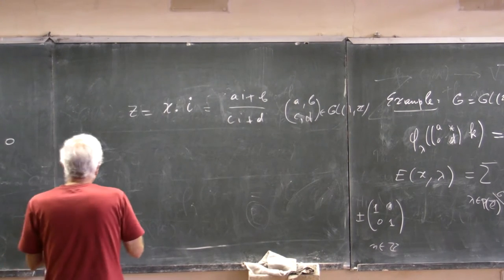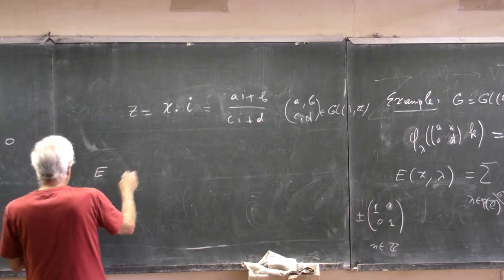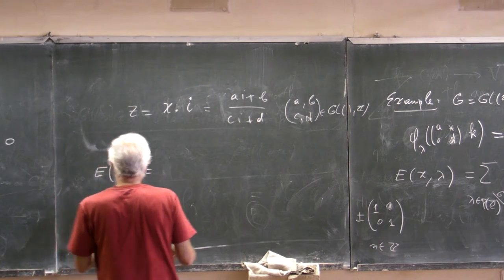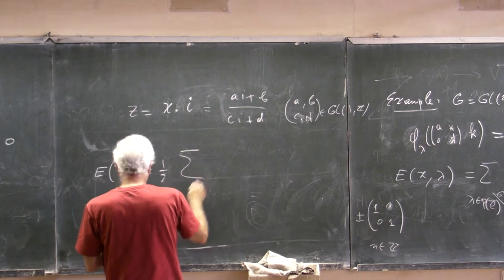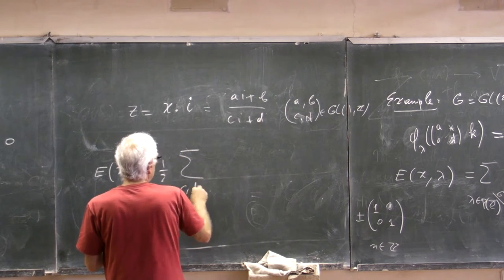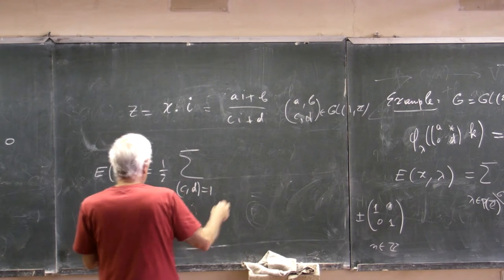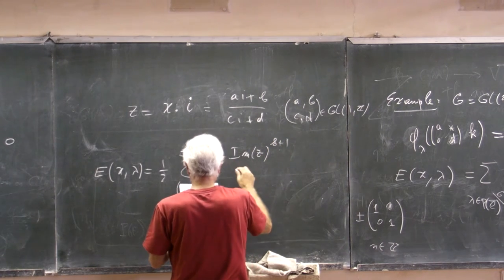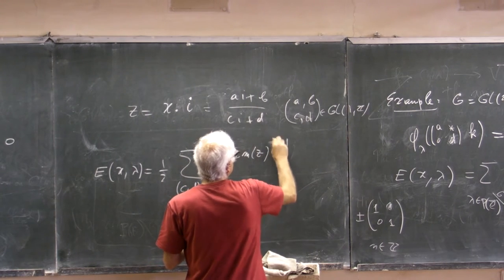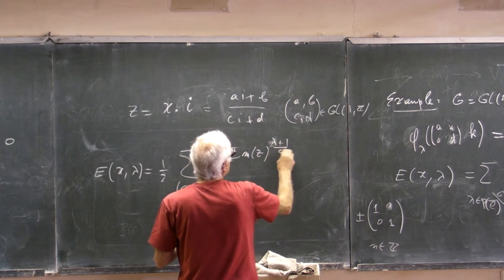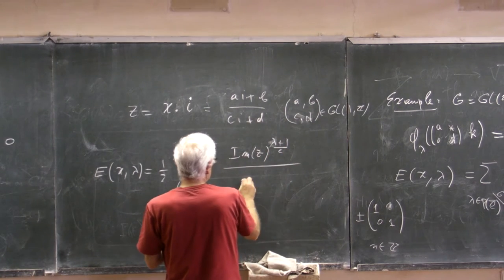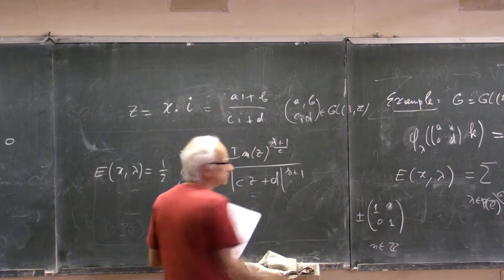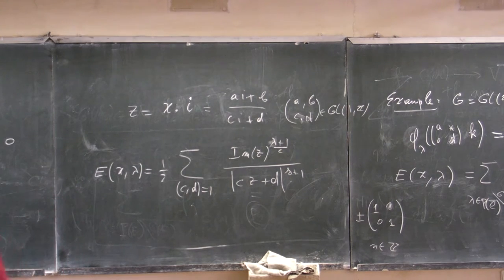Then in fact the series E(x, lambda), well, it will be one half the sum over c and d coprime, of the imaginary part of z to the power s plus 1 over 2, lambda plus 1 over 2, over absolute value of cz plus d, to the power s plus 1. This is a series like that.